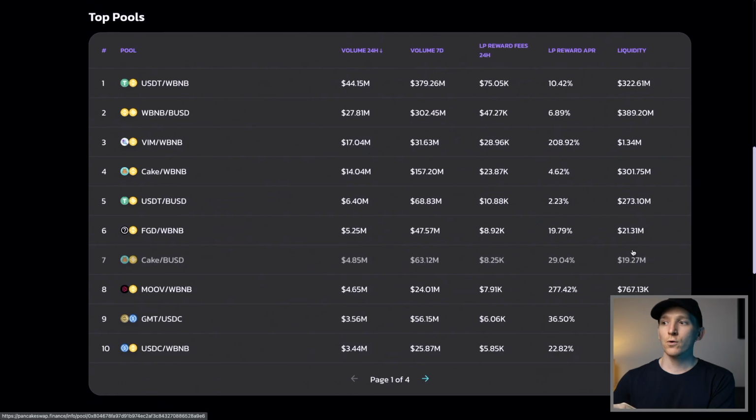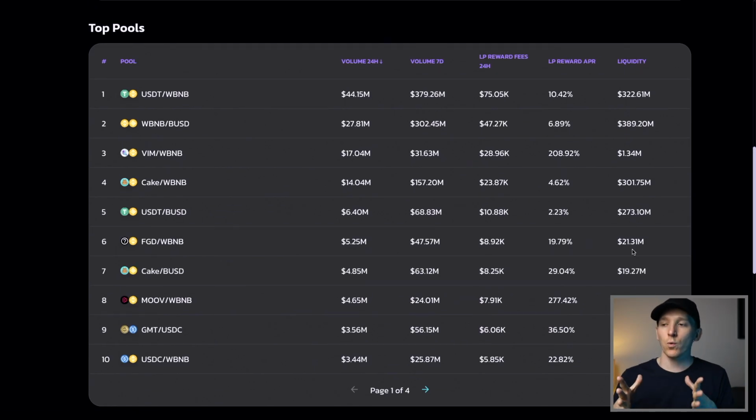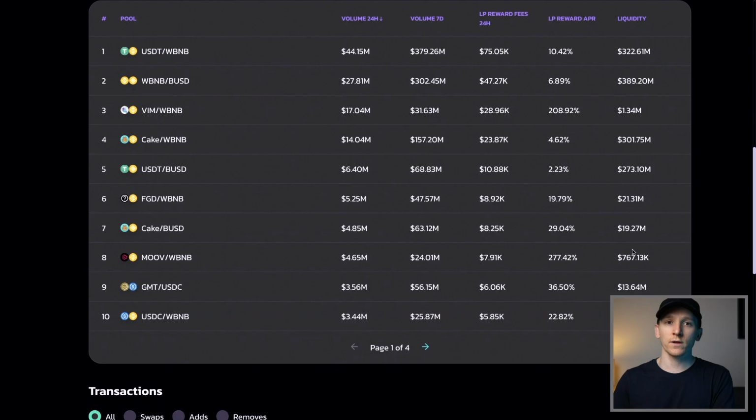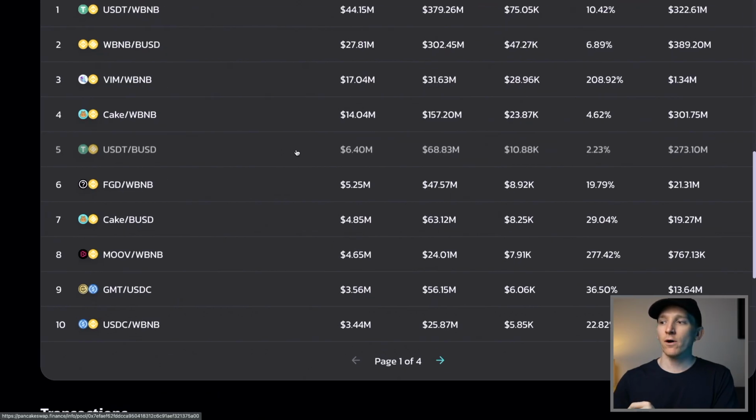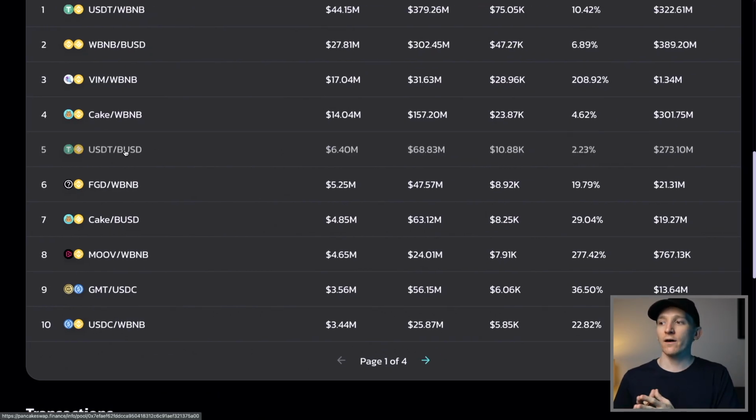So larger pools typically have lower rewards just because there are many more coins and the fees paid are a much smaller percentage of the total liquidity. Now, obviously, there's another reason here, and that's risk. Pools that have assets that are similarly priced usually have very low rewards.